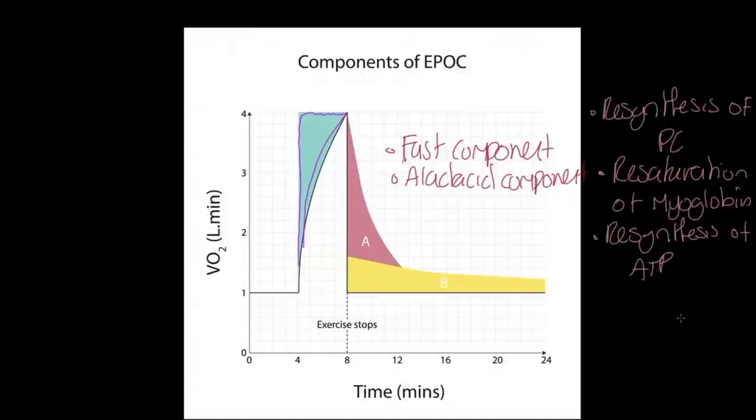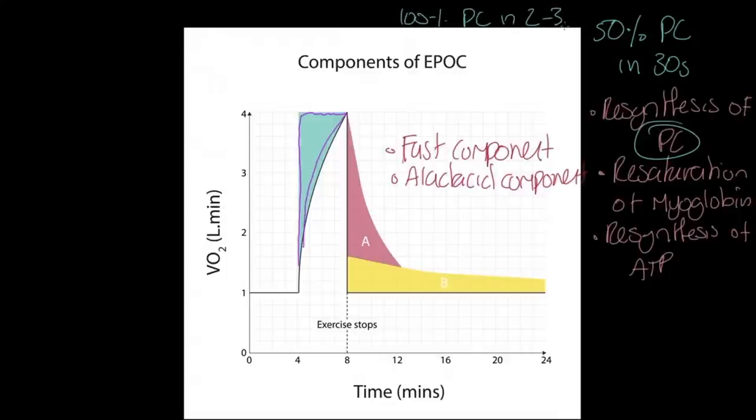Now you might be thinking, okay, that's all good. We get our PC stored back, we get more ATP stored, myoglobin's resaturated. Now I want to start analyzing this. How long does this take, first of all? Well, this whole process will take 50% PC recovery in 30 seconds. Now start to apply that to your interval training, your plyometric training. If we can get half of our PC back in 30 seconds, but we can also get 100% PC in 2 to 3 minutes, that gives us an indication of what our recovery period should be like.